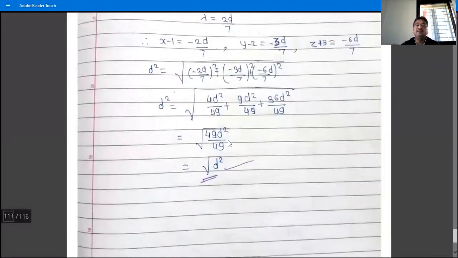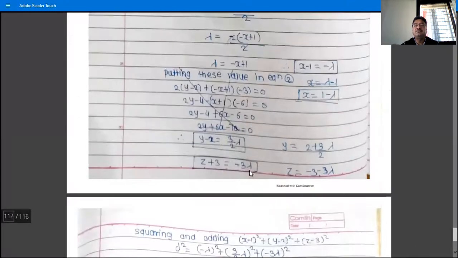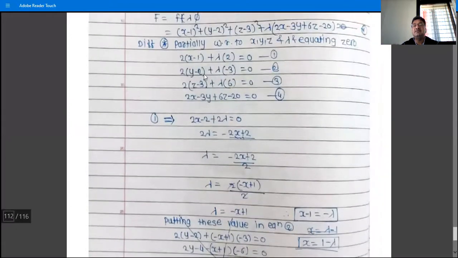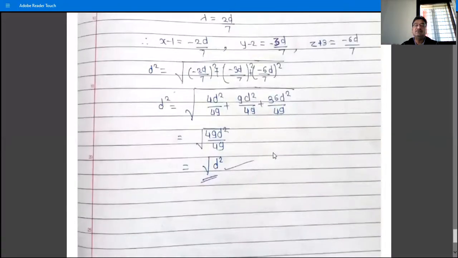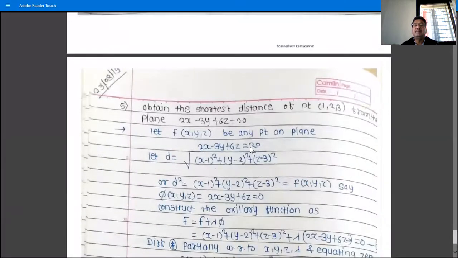Okay, so I think some wrong procedure is applied here. Instead of this process, what is the next process? Find the value of x from equation number 1, the value of y from equation number 2, z from equation number 3, and then substitute in equation number 4. We get the value of lambda, and that value of lambda we substitute in the values of x, y, z. This is actually the first procedure of solving problems by Lagrange's method.